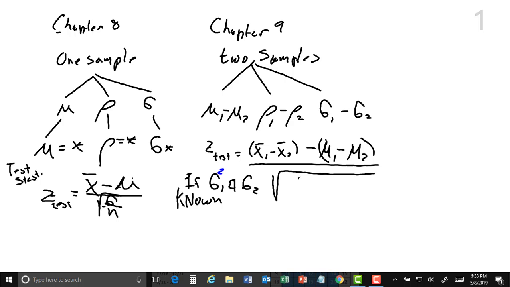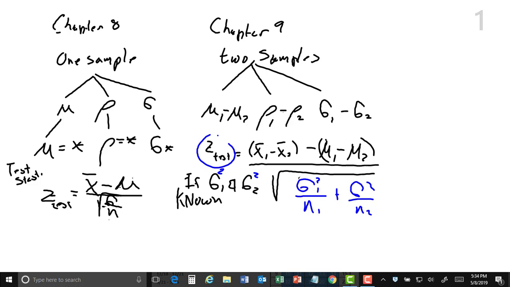We put sigma squared 1 divided by the sample size 1 plus sigma squared 2 divided by the sample size 2. See? Now remember, this is our test statistic. What does a test statistic do? It just shows us where we hit on the line, whether we're in the accept or do not reject or reject region. Okay, now we will set that through.